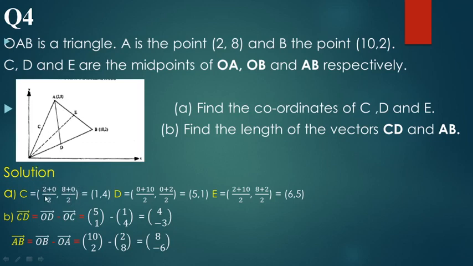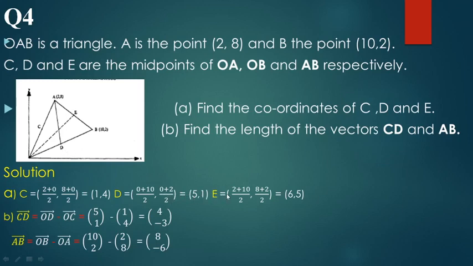So that is the coordinate of C, which gives you 2 over 2 is 1, and 8 over 2 is 4. So the coordinate of C is (1, 4). And the coordinate of D, it is with respect to the origin, so we have (0, 0) and (10, 2). So it will be 10 plus 0 over 2 and 2 plus 0 over 2. So 10 over 2 is 5, and 2 over 2 is 1. So the coordinate of D is (5, 1).